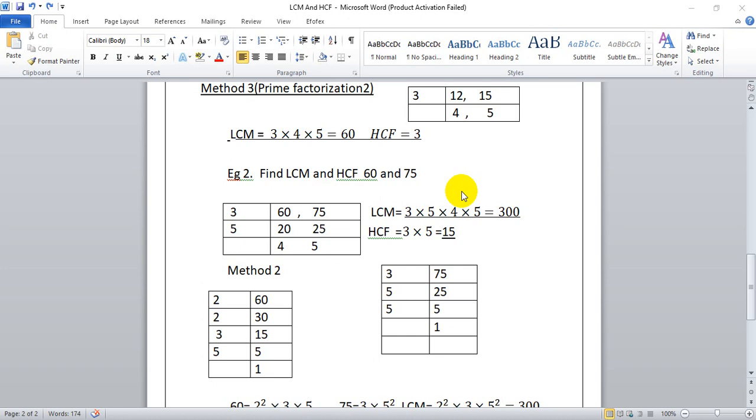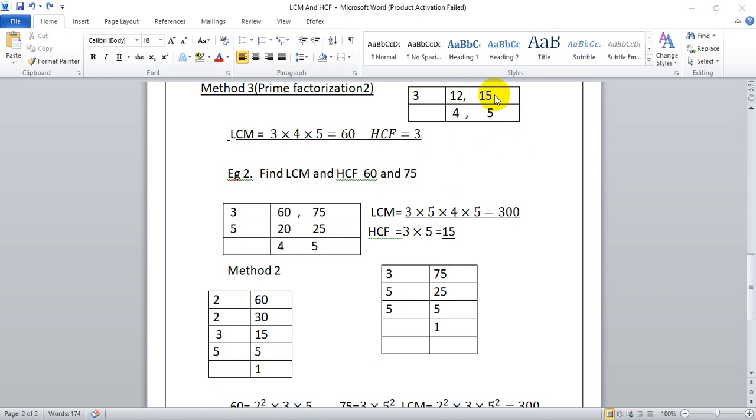Method 3, prime factorization 2. Methods 1 and 2 are given in your textbook, and this method 3 is not given in your textbook. But I feel this is much better. You can choose any method which is easy for you. Here we are doing the same prime factorization, but the difference is we are taking the two numbers together, 12 and 15 together. Check.